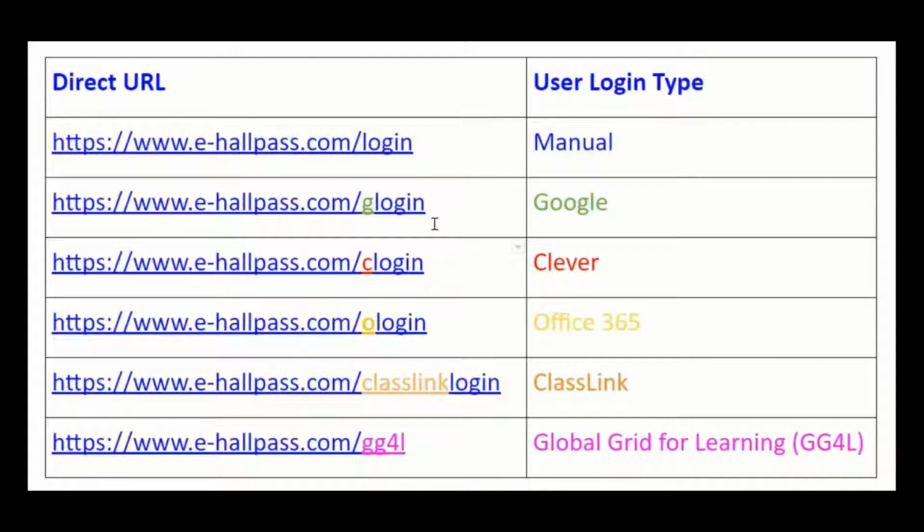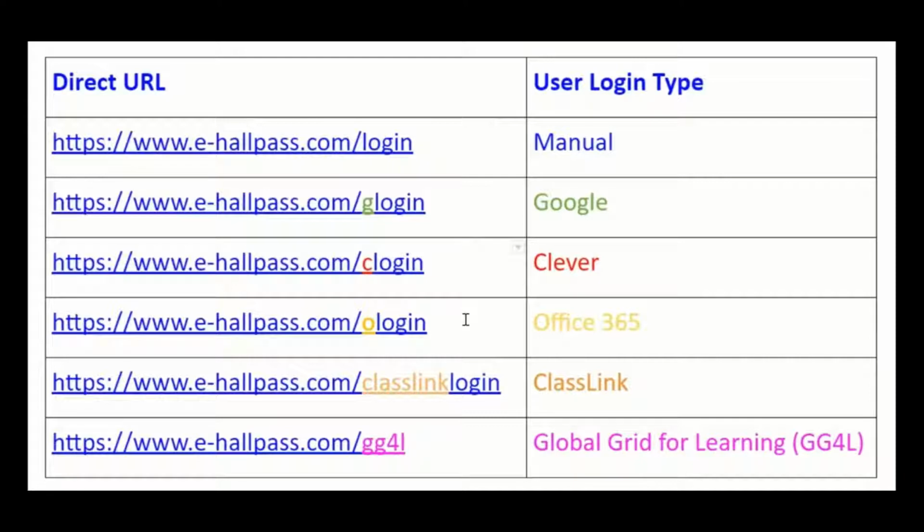It is possible to type in, for example, this URL, e-hallpass.com/G login for Google. So if your school is a Google school and directs you to log into the system with your Google credentials, you can use this URL and it will take you directly to the Google button to log in.